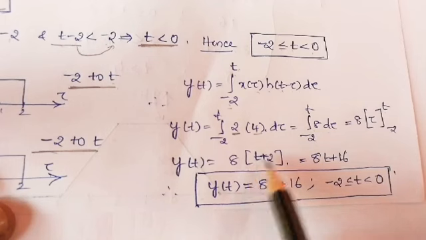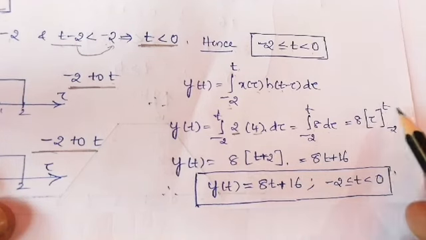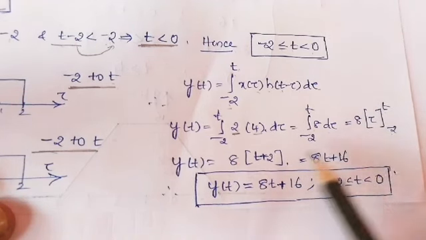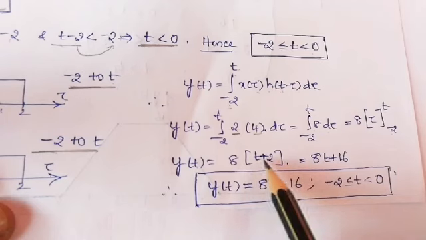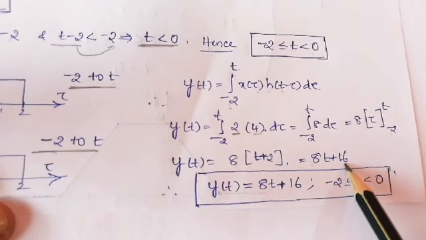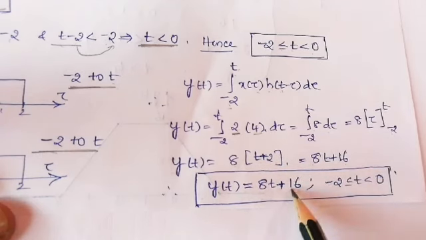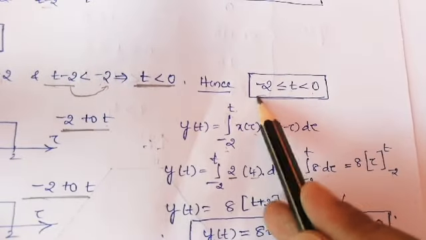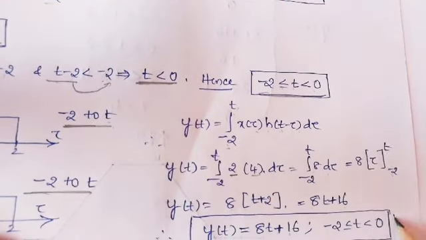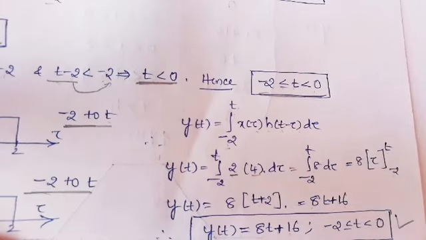Substitute here. So that is 8 as it is outside. t minus of minus 2 becomes plus 2. So 8t, 8 into 2 is 16. Hence 8t plus 16 for the time duration minus 2 to 0. This is the first case of overlap.